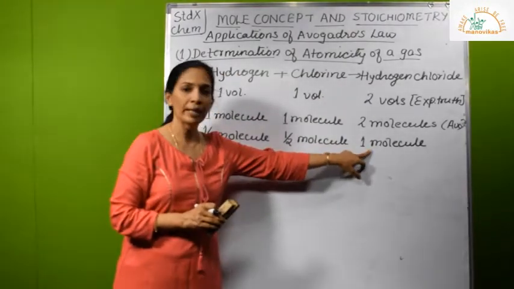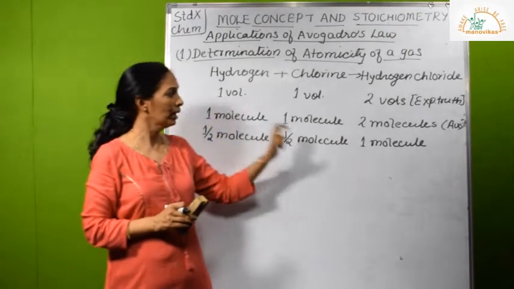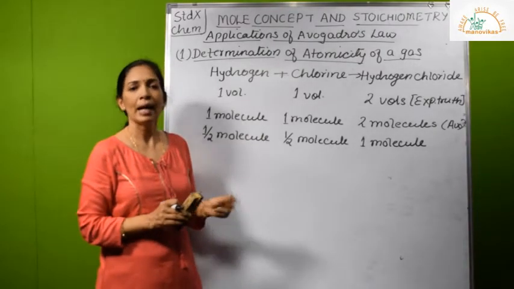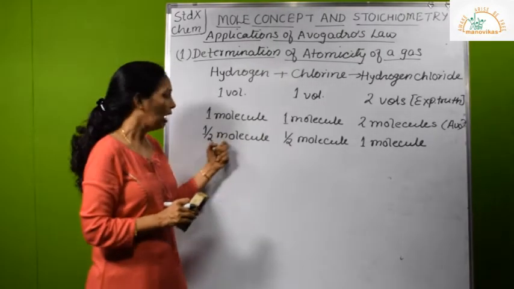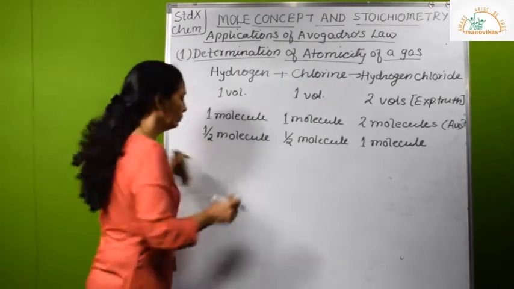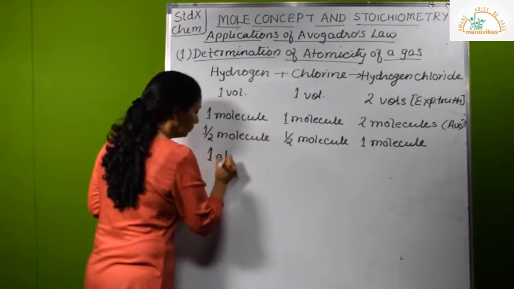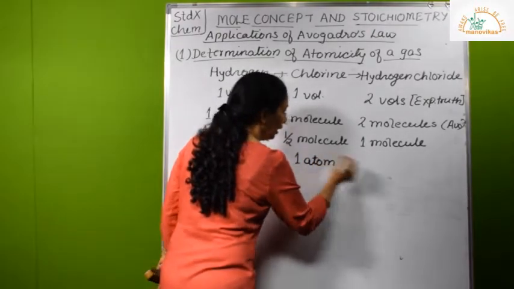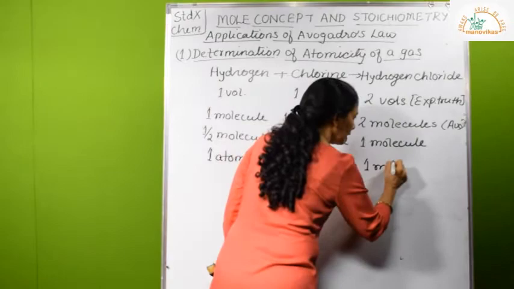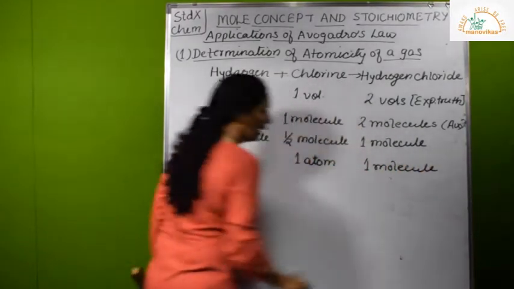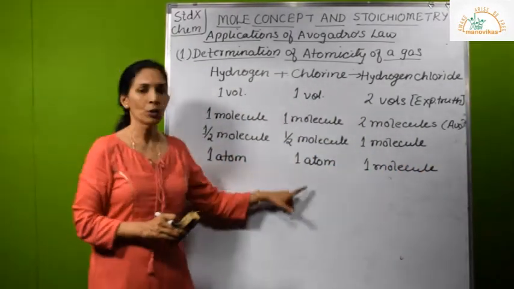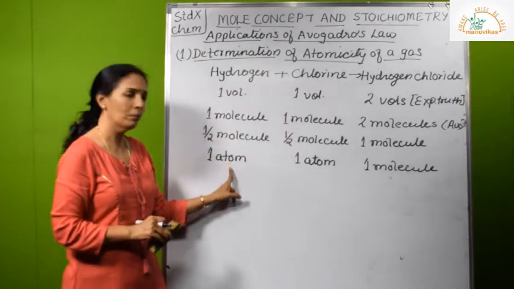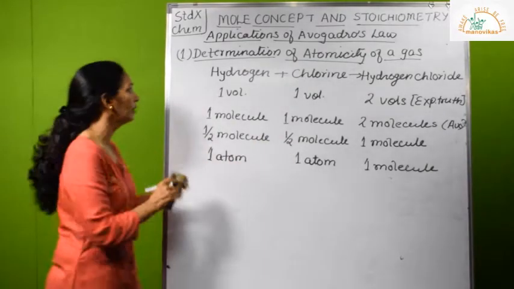So 1 molecule of HCl has half molecule of hydrogen and half molecule of chlorine. But we cannot write half. And since atom is indivisible, we can write half molecule is equal to 1 atom. So one atom, and here one molecule, since it is a compound, we have to write as molecule. So what does this show? That one molecule of HCl is made up of one atom of hydrogen and one atom of chlorine, that we know, HCl.